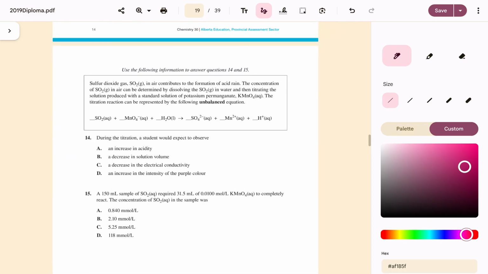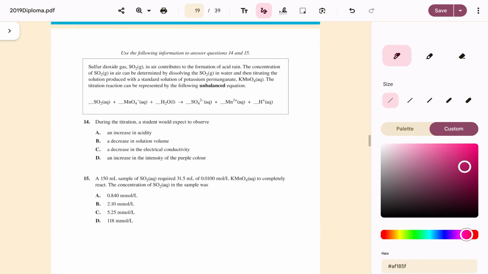Now, moving on from here, at first, when we're looking at this, we would have to balance it, but we don't need to do that for question number 4. What it is asking in here is if this was titrated, what can we expect? Now, A is the answer, and that is because you are producing hydrogen, so your solution would become more acidic because hydrogen is being produced. It is a titration, so you wouldn't be decreasing volume. Talking about the electrical conductivity, it wouldn't be decreasing because you're making more ions, so that would be increasing.